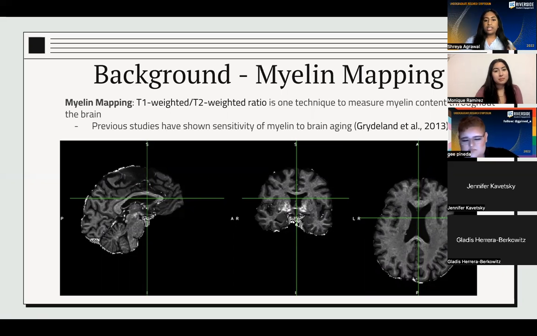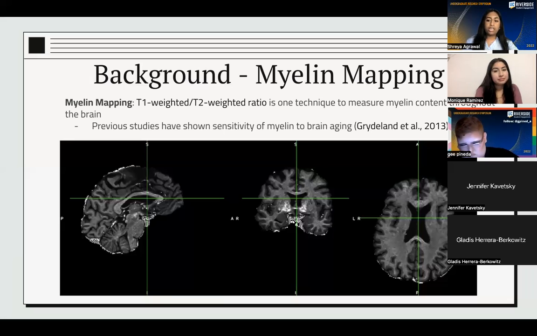This is going to sound a little bit more technical, but the way that the myelin map is exactly generated is you have two images. You have the T1 weighted image and the T2 weighted image, and you overlay them to create this myelin map. The T1 weighted image darkens gray matter and lightens white matter, whereas the T2 weighted image will darken white matter and lighten gray matter.